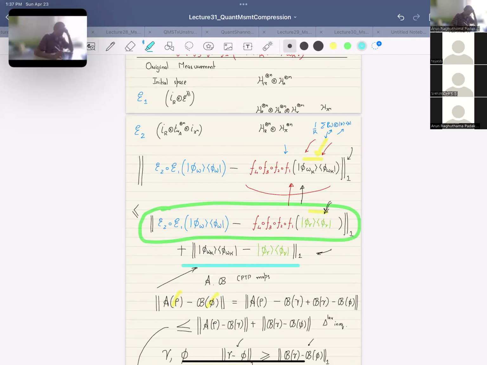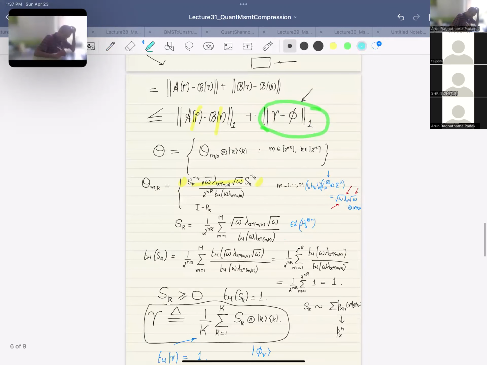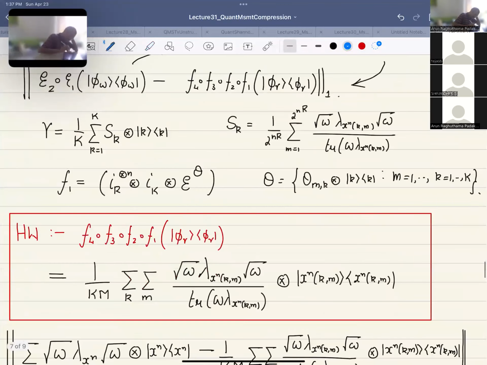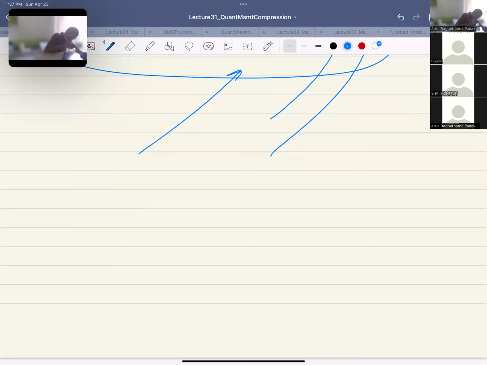We know what is gamma. Gamma is essentially the mixture of the S_k's. This is your gamma. And you know what is phi omega_k? That's the mixture of the original state with omega. So let me just write it down and then I'll let you think about it. Do you want me to do it now, or do you want me to take another class?